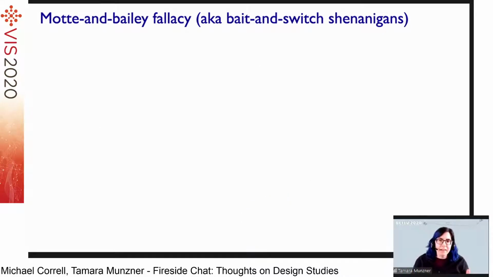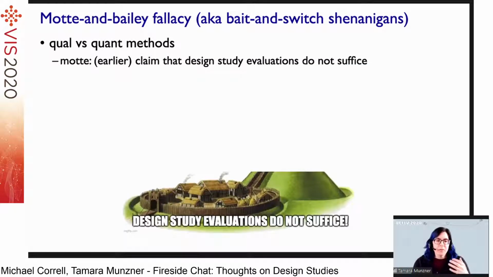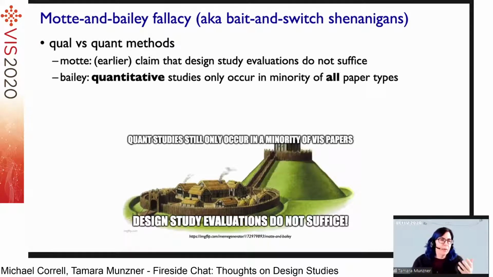And I argue that that's actually what's going on, specifically here with qualitative versus quantitative methods, which is why I think this actually fits into the question of BELIV. So early in the paper, there's this claim that design study evaluations do not suffice. And then at some point, there's this Bailey style thing of, well, quantitative studies occur. Oh, I switched my Mott and my Bailey.